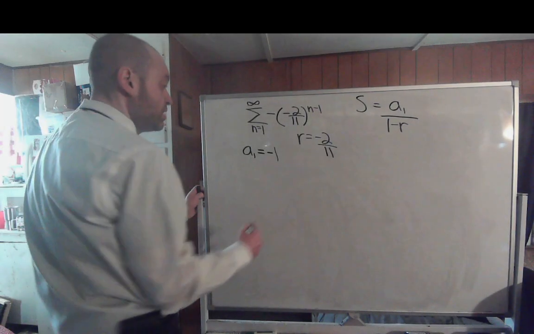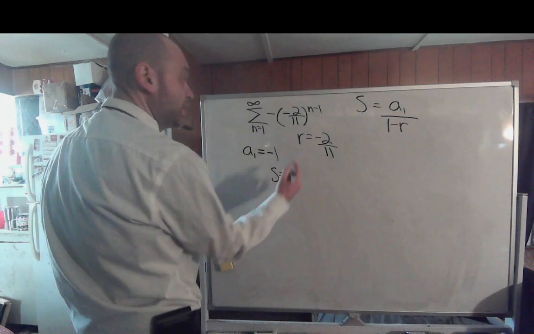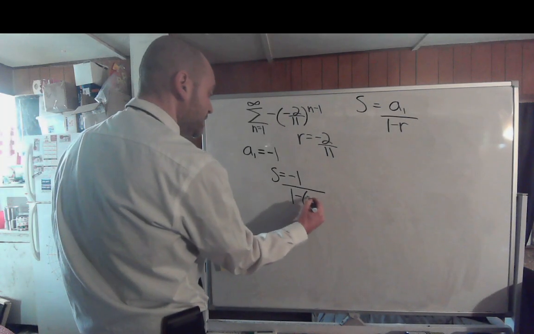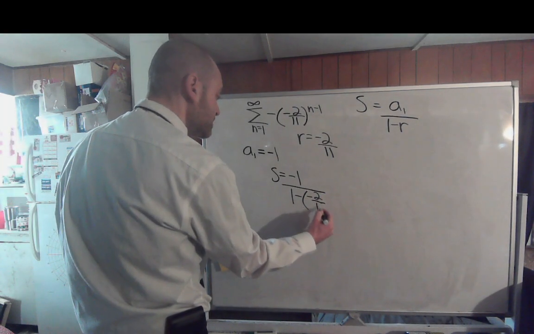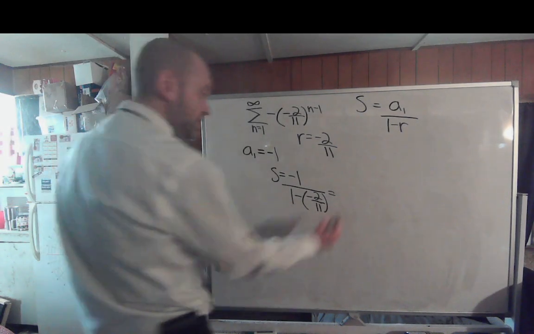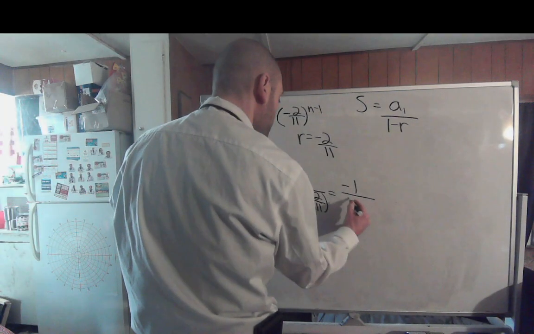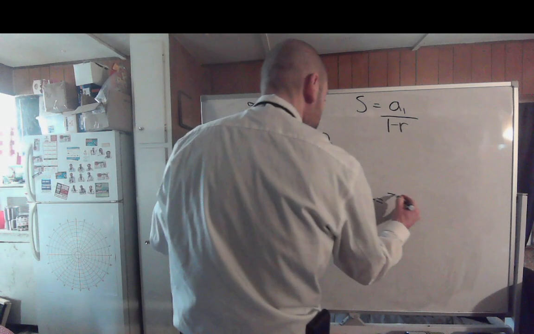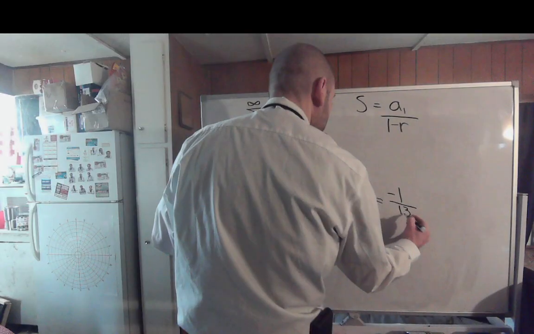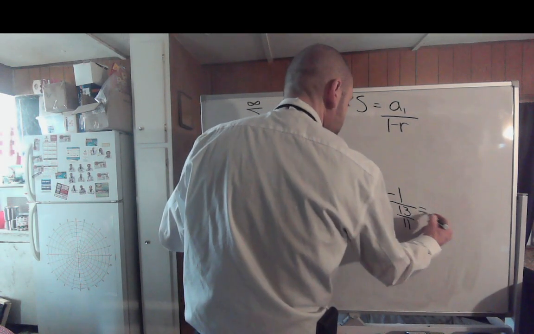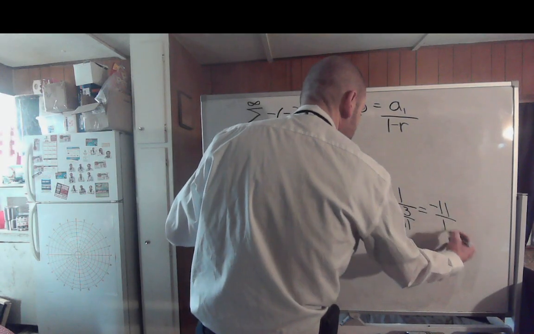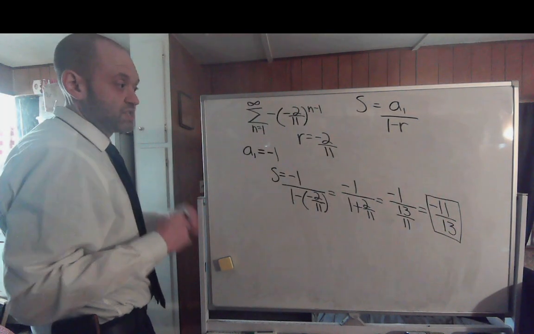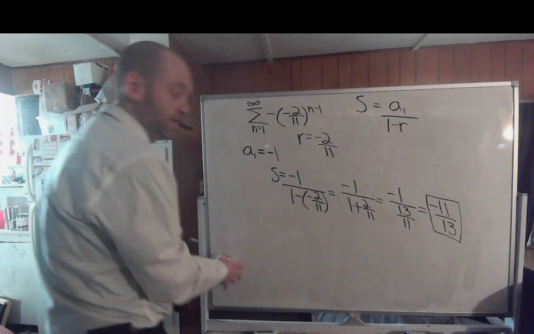Now we can find the sum. That's going to equal your a sub 1, which is negative 1, all over 1 minus your common ratio of negative 2/11. So that's going to equal negative 1 all over 1 plus 2/11. So that's going to equal negative 1 all over 13/11, which would make this converge to negative 11/13. So the sum of this particular infinite geometric series would be negative 11/13.